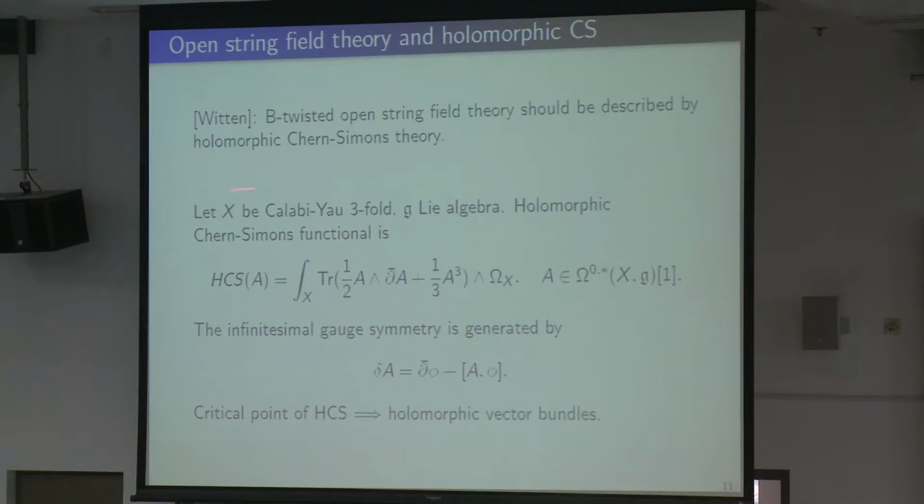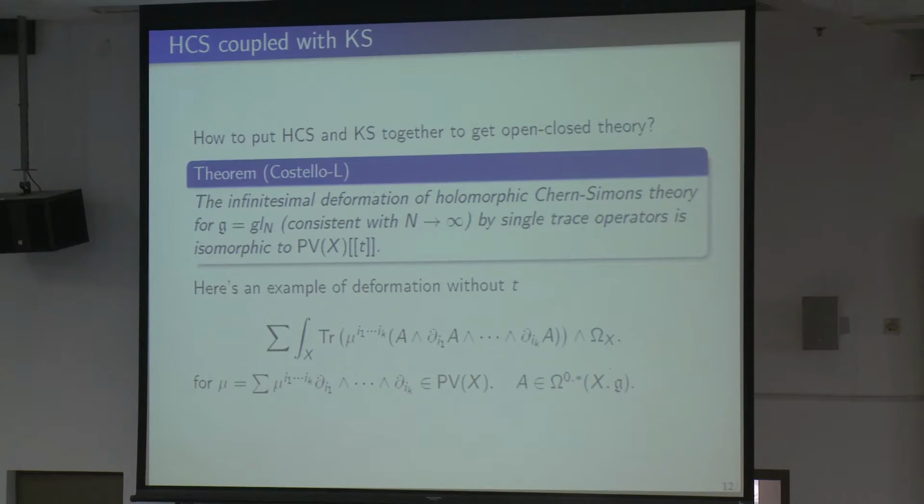It's very similar to Chern-Simons, but in the Calabi-Yau situation, so you have some kind of holomorphic data, with infinitesimal gauge symmetry similar to Chern-Simons. If you look at the critical points of this action functional, you produce the structures of holomorphic vector bundles. That's the guiding principle, and this should describe the open string field theory in the B-model. Now, the question is how to put these two together? How to couple this holomorphic Chern-Simons with Kodaira-Spencer?